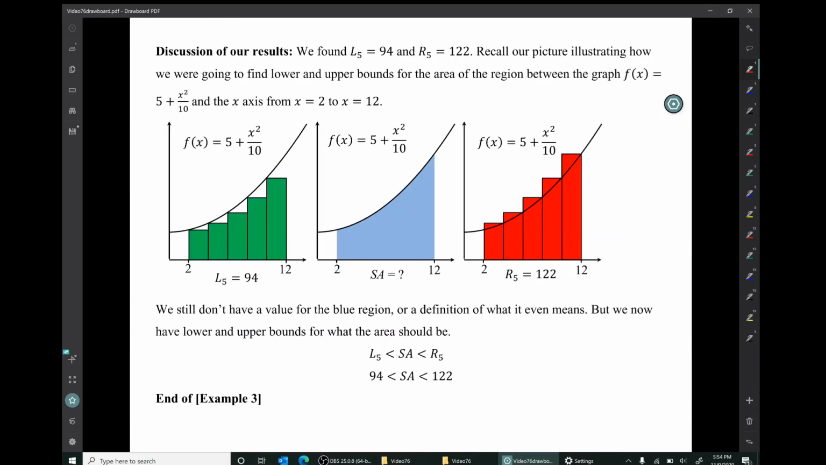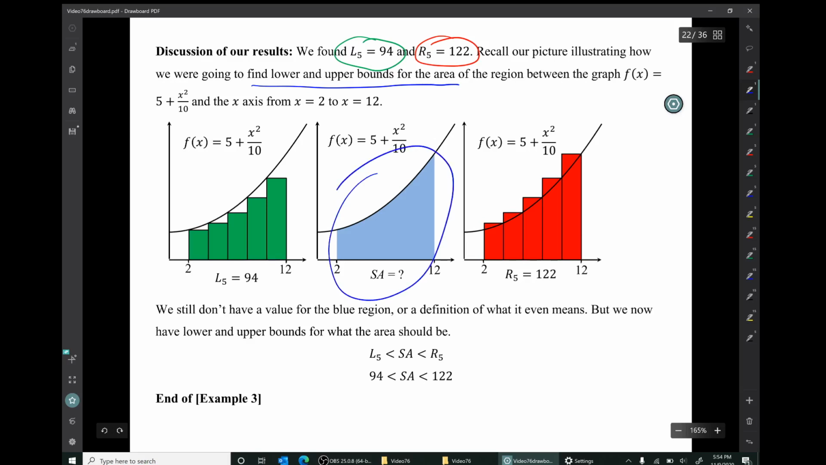Now let's discuss our results. We found that L subscript 5 was 94 and R subscript 5 was 122. Now remember our picture illustrating how we were going to find lower and upper bounds for the area of the region between the graph of f of x equals 5 plus x squared over 10 and the x-axis from x equals 2 to x equals 12. So this was the region whose area we would like to know. We don't have a way of computing that. We don't even have a definition of what that area means.